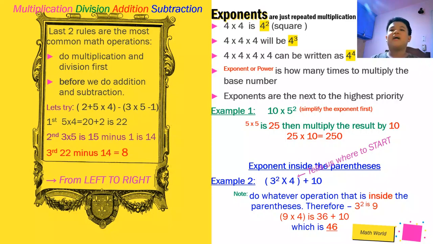First, let's try this one. 2 plus 5 times 4 minus 3 times 5 minus 1. And now that we have our rules, we have to do the multiplication before the addition. 5 times 4 is 20. Then add 2, which gives us 22. Now let's try the other side. 3 times 5 minus 1. Do 3 times 5, and that is 15. And then minus 1, which is 14. 22 minus 14 is 8, our final answer.